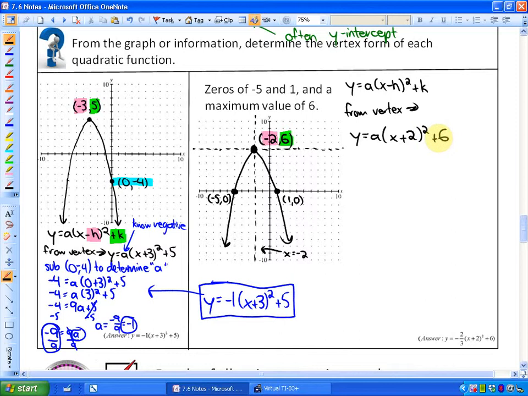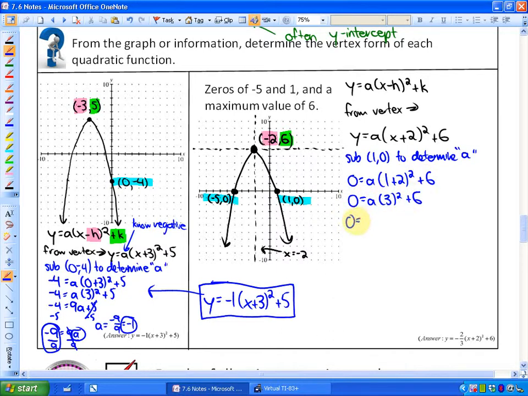Now, we don't know the y-intercept, but we do know some other point. You can choose either of these points that I'm highlighting in blue to substitute into this function in order to solve for a. I'm going to substitute the point 1, 0 to determine the value of the coefficient a. So y, which in this case is 0, is equal to a times x, which is 1, plus 2 squared plus 6. So 0 is equal to a times 3 squared plus 6. 3 squared is 9, so it's going to be 9a as your coefficient plus 6.